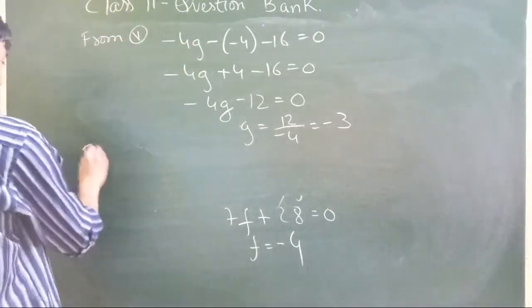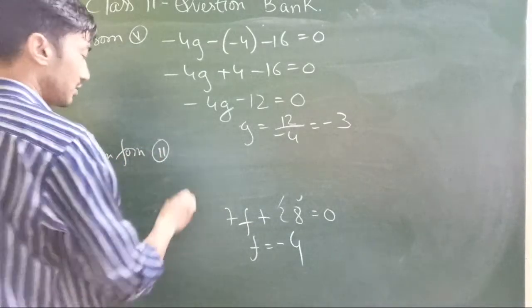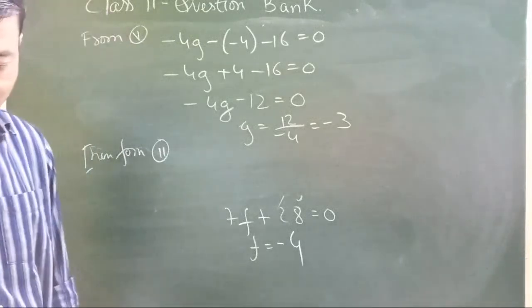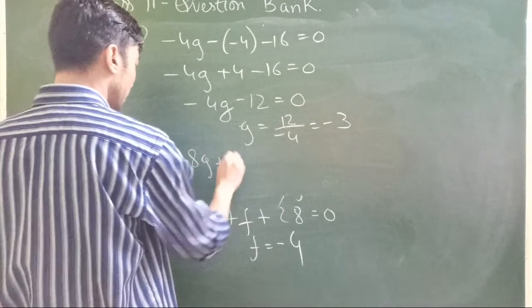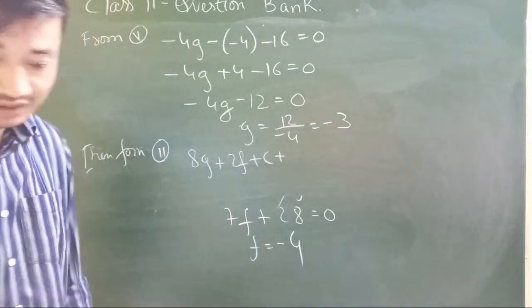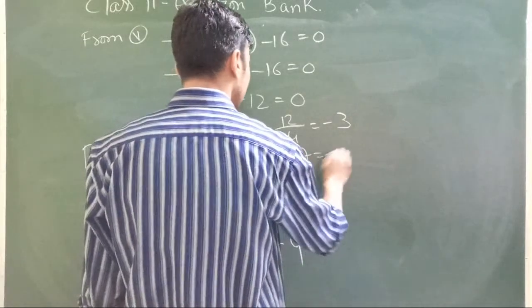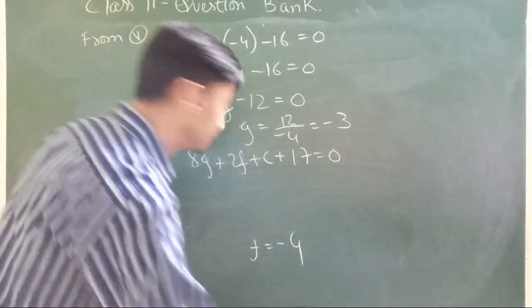So the g value we have here is minus 3. So then from one of the equations, let's say equation 2. So what was equation 2 for us? Equation 2 was 8g plus 2f plus c plus 17 is equal to 0. So from here we can find out the value of c.